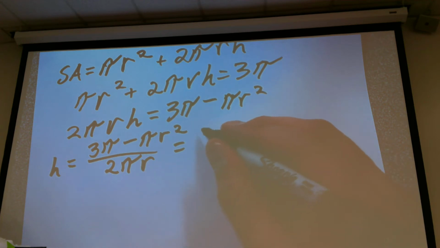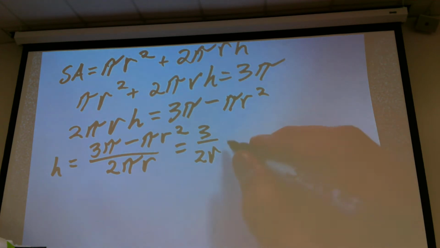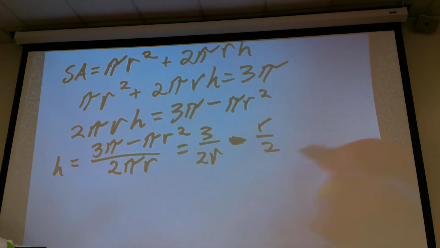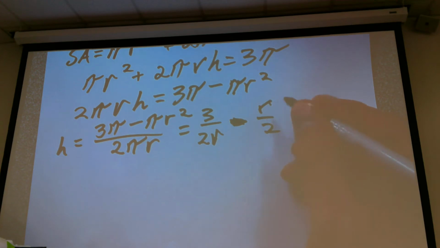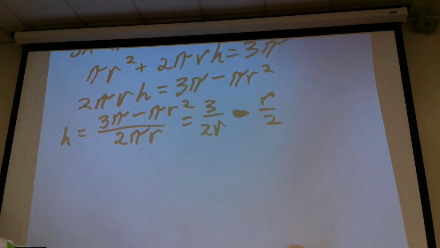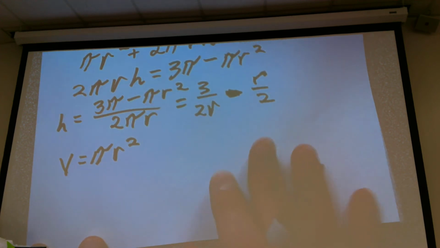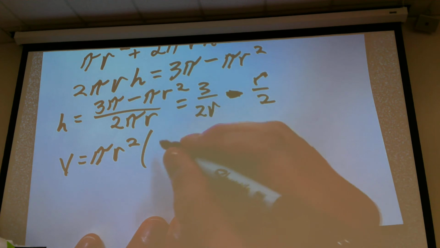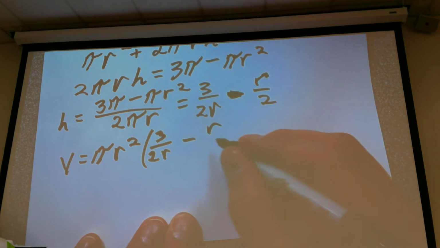So the pi's cancel out, and what are we going to get from this? That would be 3 over 2r minus r divided by 2. That's a subtraction sign right there, and that's an r. And so we're going to plug this h back into our volume. So the volume would equal pi r squared multiplied by h, which is 3 divided by 2r, minus r divided by 2.